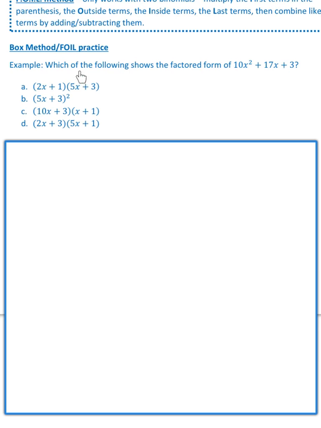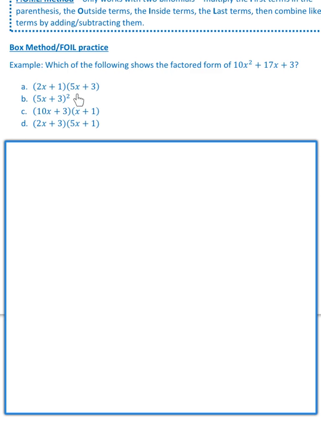Example. Which of the following shows the factored form of 10x squared plus 17x plus 3? So when you see this question on the test, there are your two words, factored form. That should send off a light bulb, and make you think about the box method.